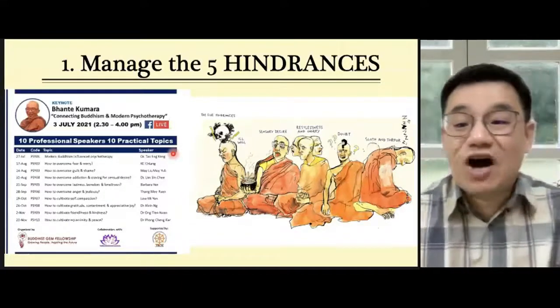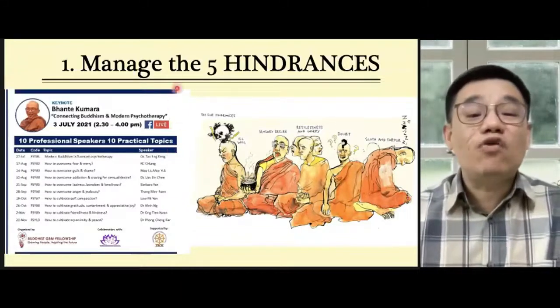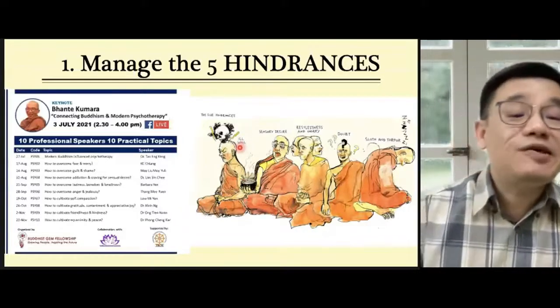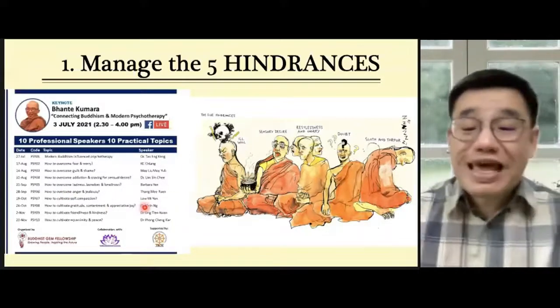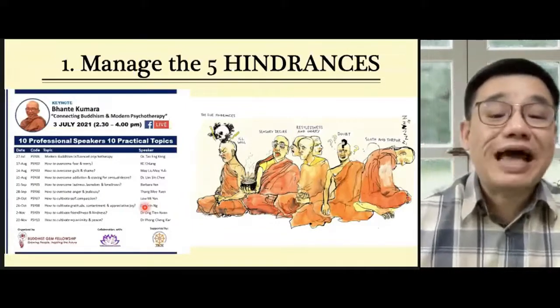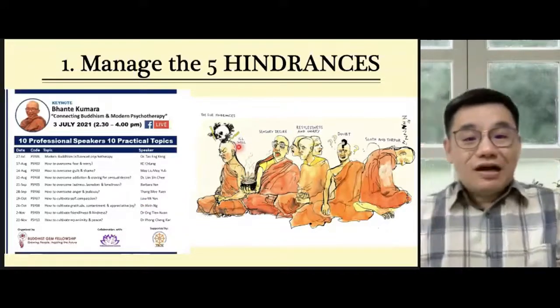You had a speaker who talked about how to overcome anger and jealousy. That was Sister Tang Nian. That is basically how to overcome the hindrance of ill will and anger. You also have Sister Lao Mian, who talked about self-compassion, self-love, which is also an antidote of ill will and anger.